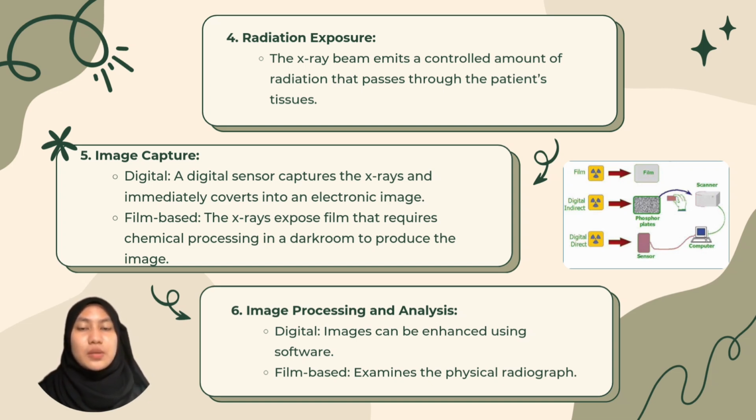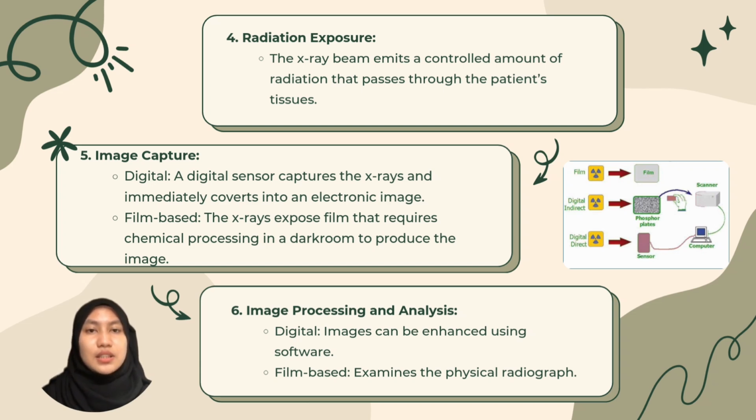Next is the image capture. For image capture, there are two main methods, which are digital and film-based systems. For digital, a digital sensor captures the X-ray and immediately converts it into an electronic image. For film-based, X-rays expose a film that undergoes chemical processing in the darkroom to produce the image. So, actually, each method has its strengths, with digital being faster and more environmentally friendly, while film-based methods still see use in certain settings.